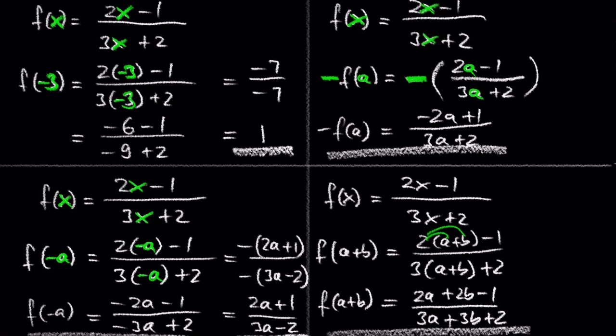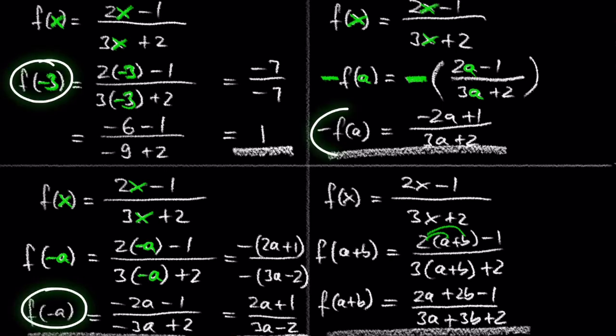And we are done with evaluating the function f of x equals (2x minus 1) over (3x plus 2), indicated with the values f of negative 3, f of negative a, negative f of a, and f of a plus b.